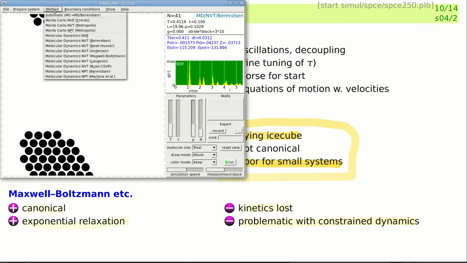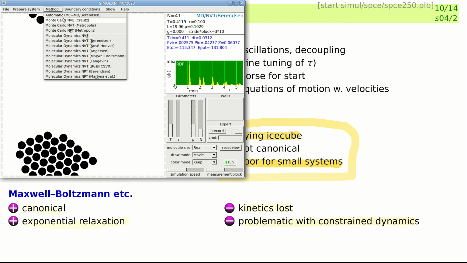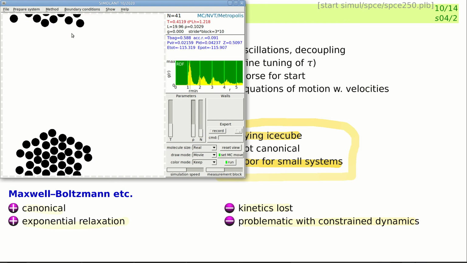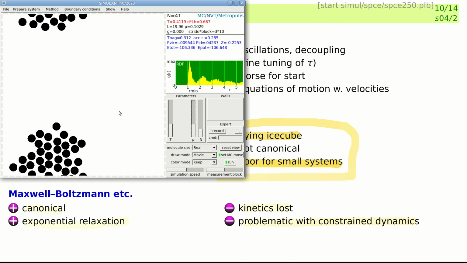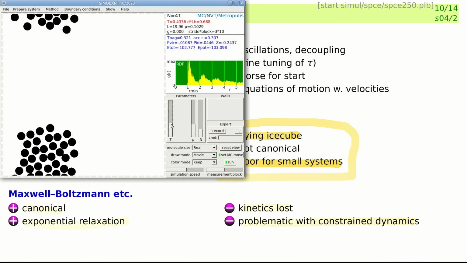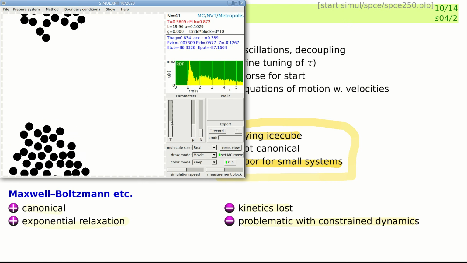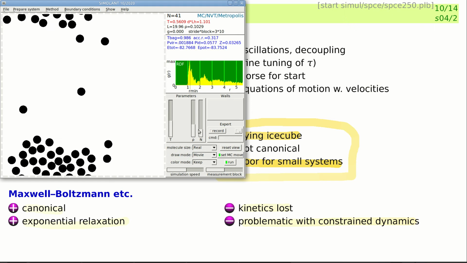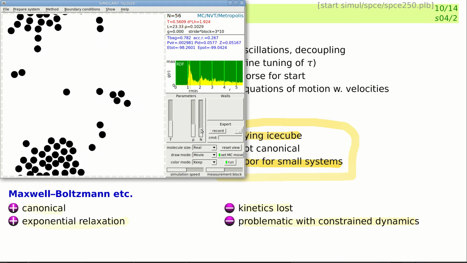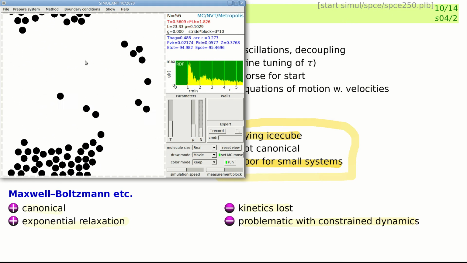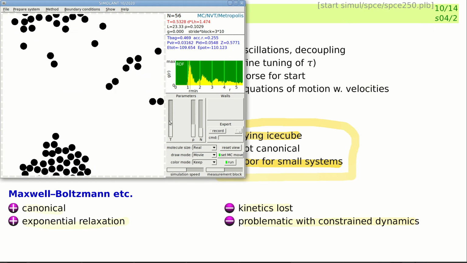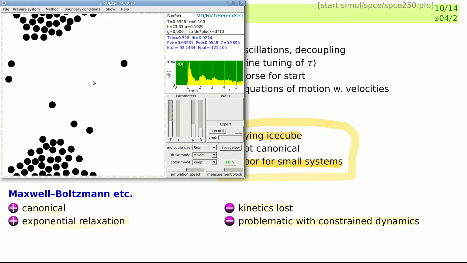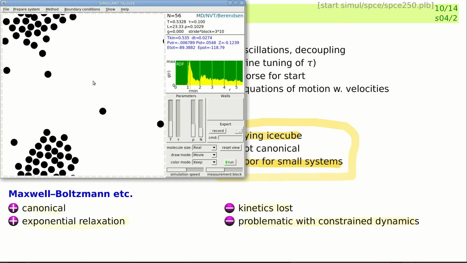I will now switch to Monte Carlo, which essentially makes my system without any rotation. I increase the temperature a bit. I also increase the number of molecules more. Decrease again, and then switch to the Berendsen method again.